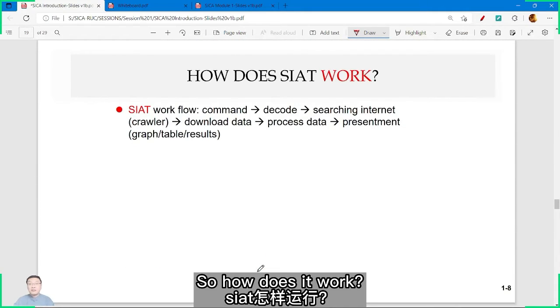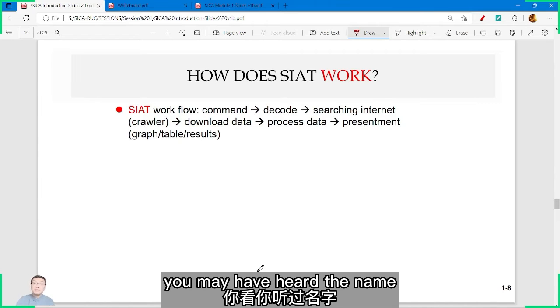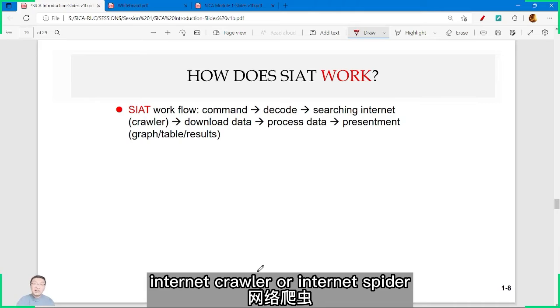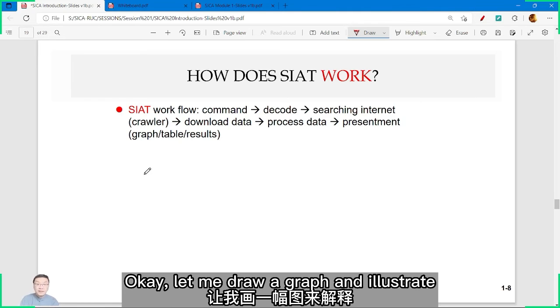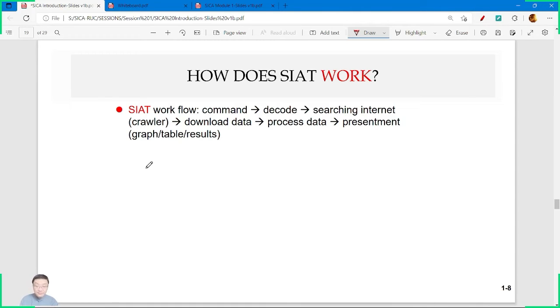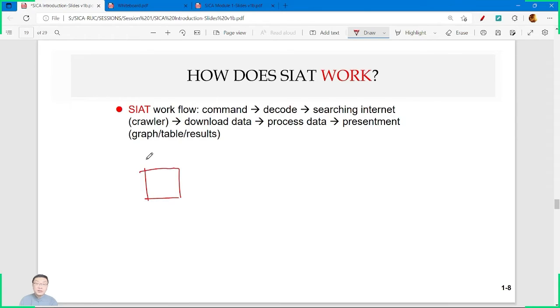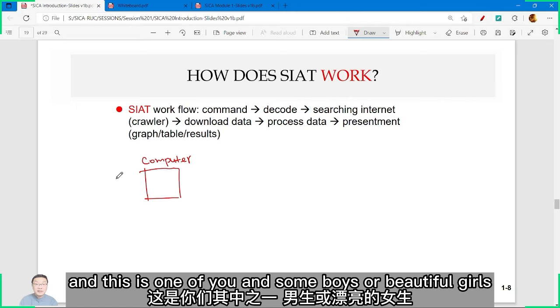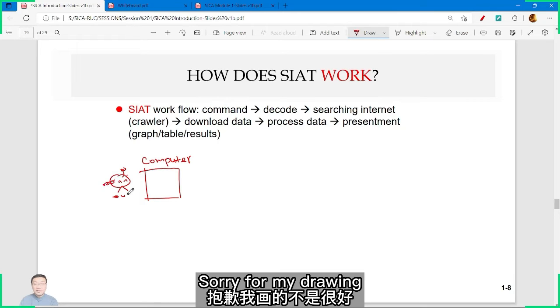So how does SIAD work? You may have heard the name Internet Crawler or Internet Spider. Yes, SIAD is based on Internet Crawler. Okay, let me draw a graph and illustrate. Suppose this is the screen of your computer. And this is one of you, handsome boys or beautiful girls. Okay, sorry for my drawing.